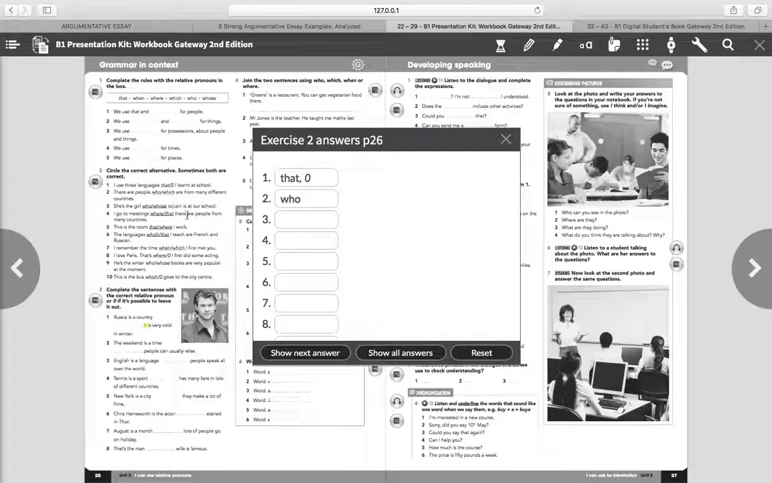Therefore, we use whose. Okay, I go to the meetings that there are people from many countries. Meetings, it's a place, but here's also there are, so maybe you can use here where, because it's a place. That's the room where I work. Sure, the room's a place.